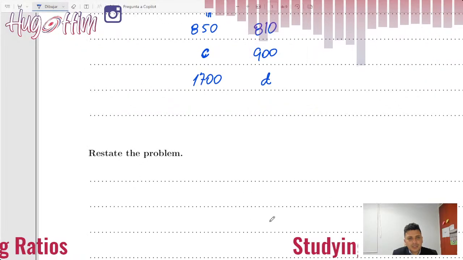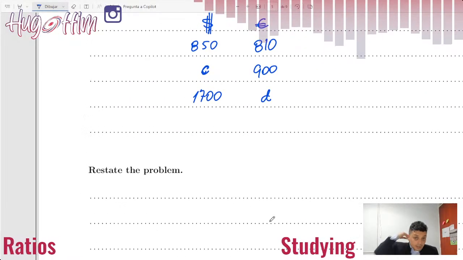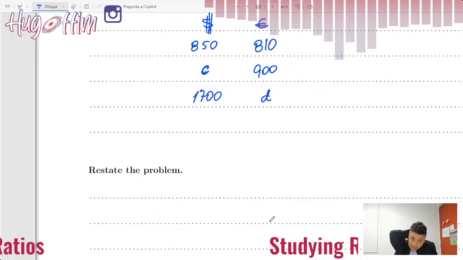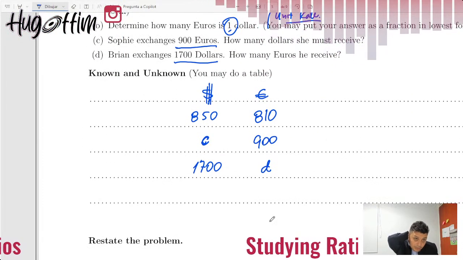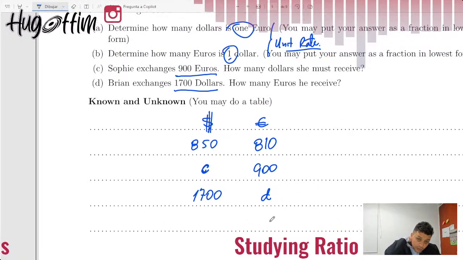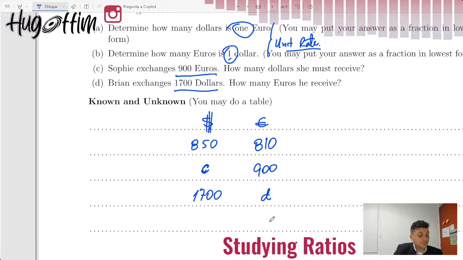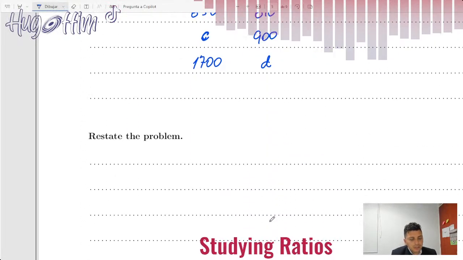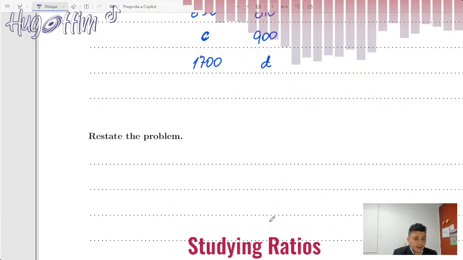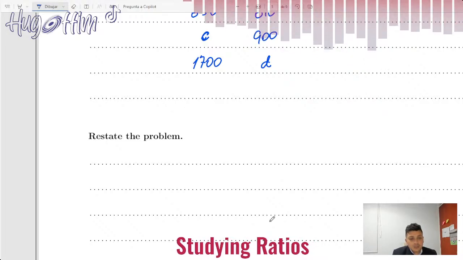How to get the unit rate? If you want to get the unit rate of euros to dollars, you need to divide the amount of euros by the amount of dollars. If you want to get the unit rate of dollars to euros, you need to take the amount of dollars over the amount of euros. In the first question, in question A, you need to find dollars to euros.